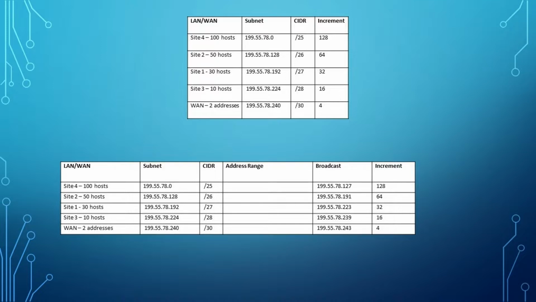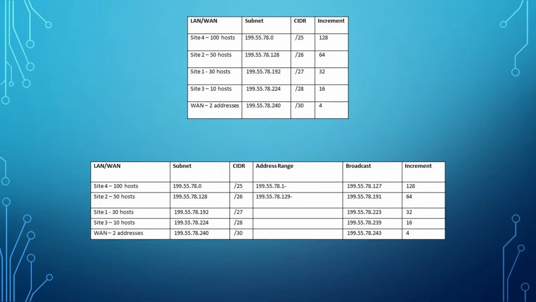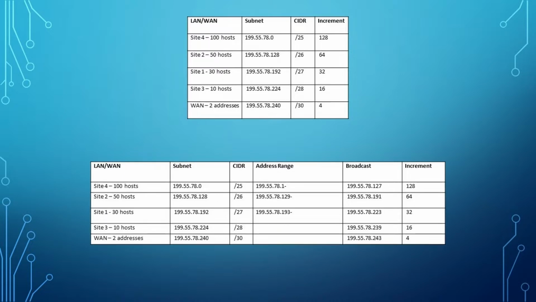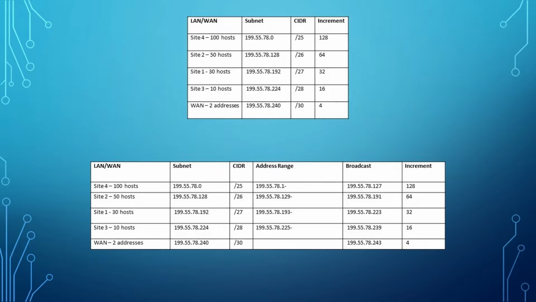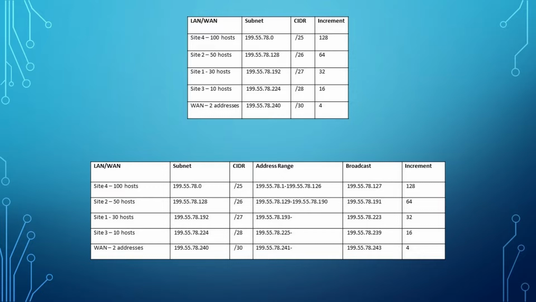The next thing I do is work with the address range. The address range starts out with one more than the subnet, and so I fill that all down the table. And then the ending address range is always one less than the broadcast, so I fill in accordingly.